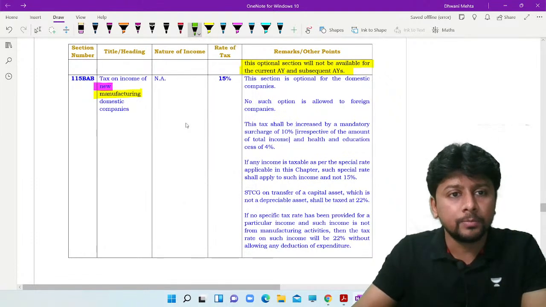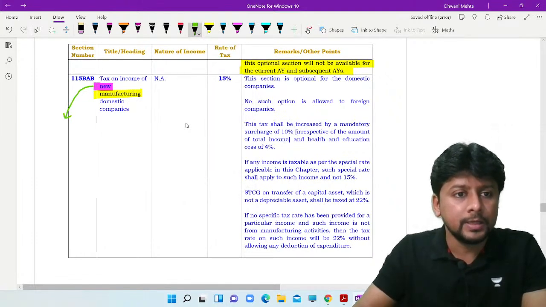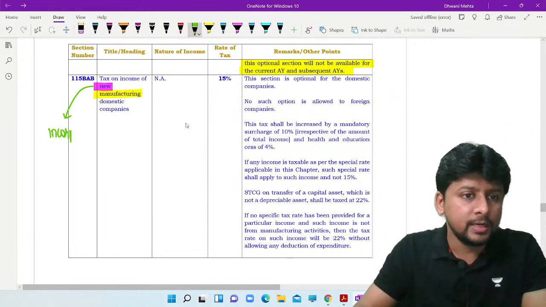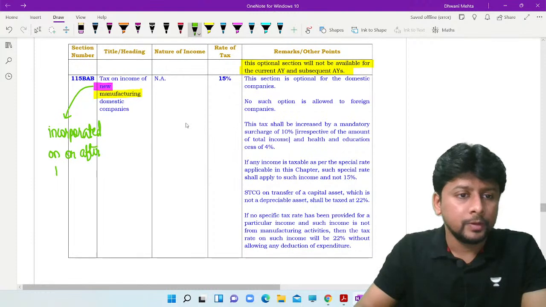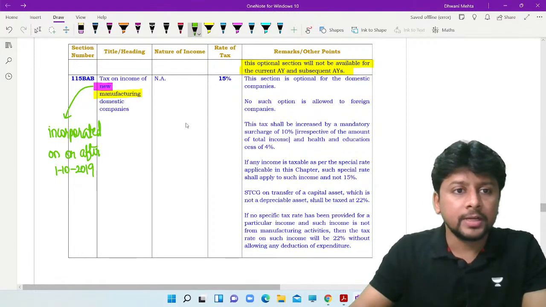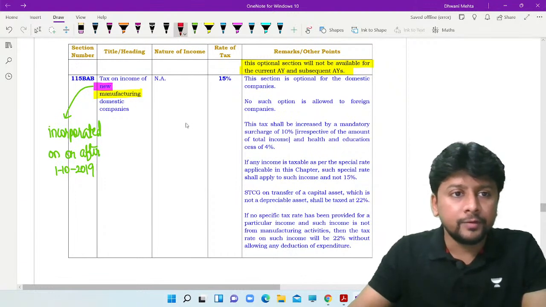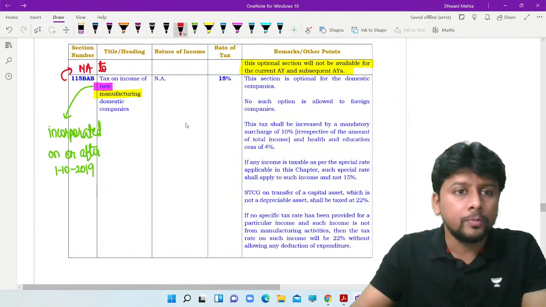What do I mean by new companies? These companies have been incorporated within a certain time frame. They are incorporated on or after 1st of October 2019. So a student can understand that 115BAB is not applicable to existing companies.